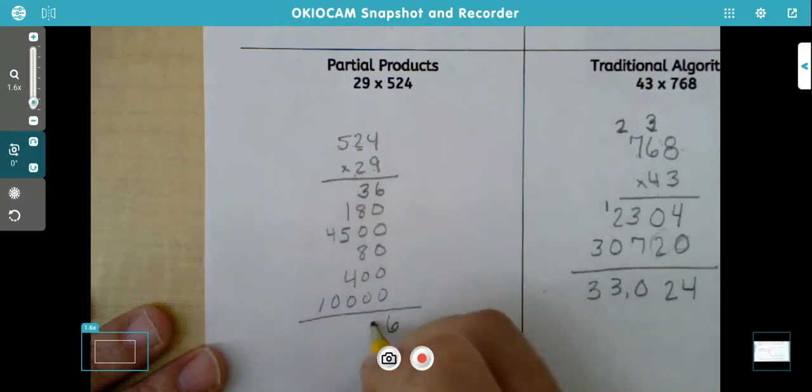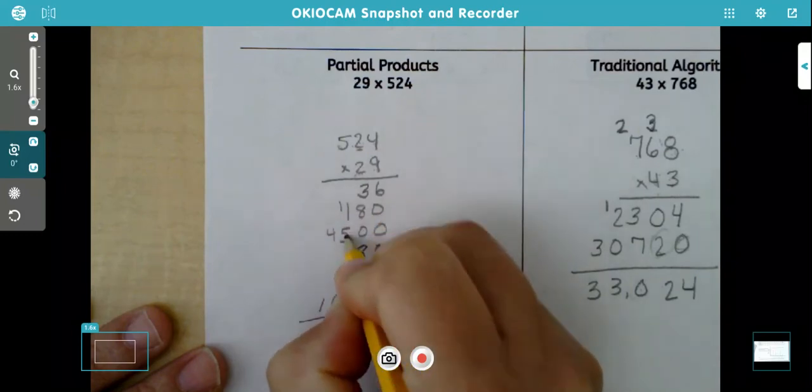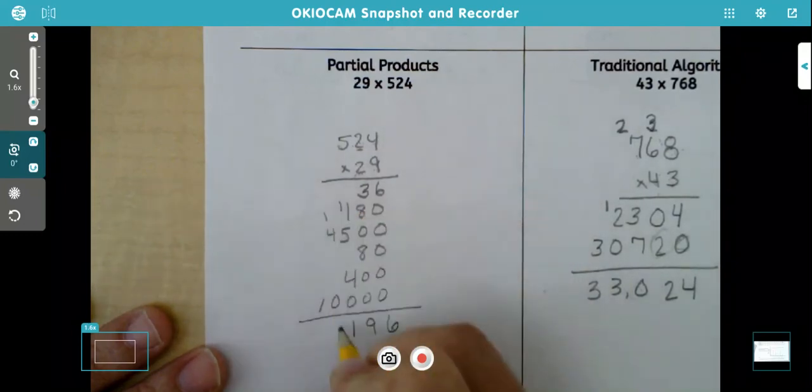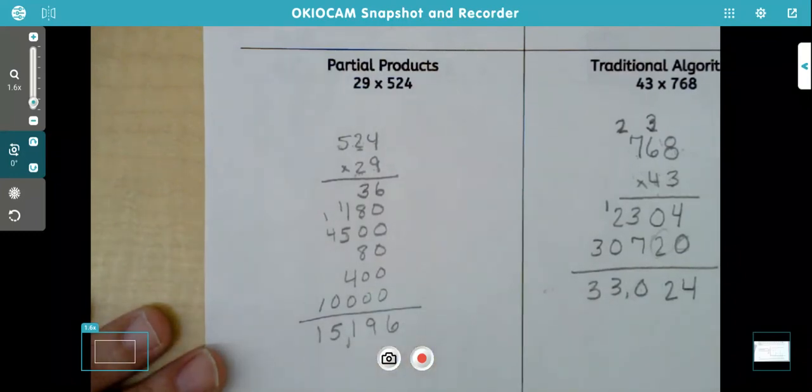8 and 8 is 16, plus 3 is 19, carry the 1. 2, 7, plus 4 is 11, carry the 1. Okay, so 15,196.